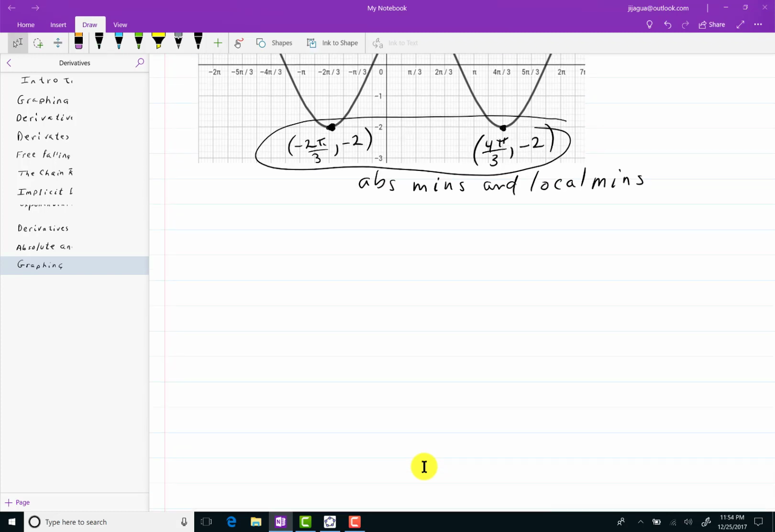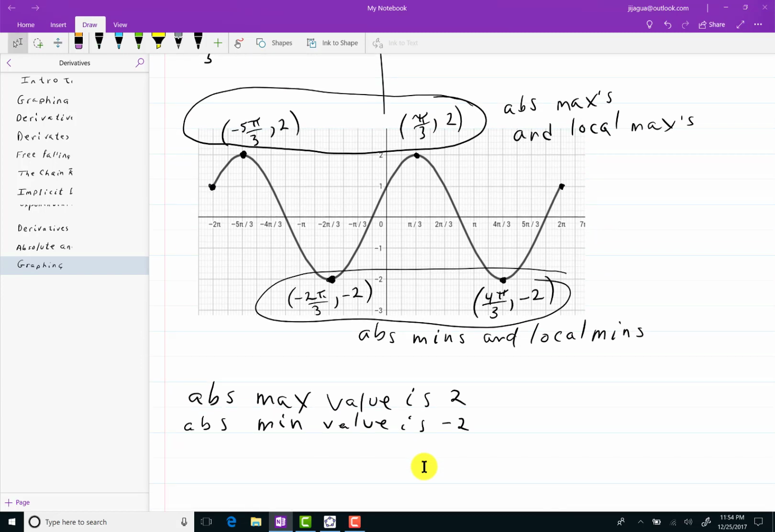The absolute maximum value, abs max value, is 2. And the abs min value is negative 2. So that wasn't so bad. Like I said, I made the numbers work so it would be pretty easy to do this problem. We're going to get into some heavier graphing after this. We'll be taking a second derivative. We'll be talking about something called concavity. You'll see it'll provide little bitty details that we're not able to do right at this minute.